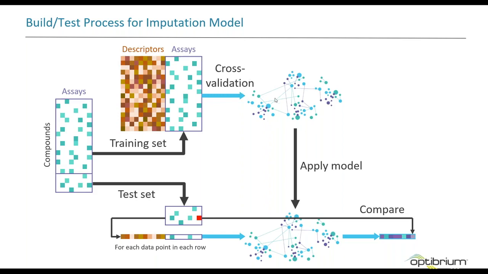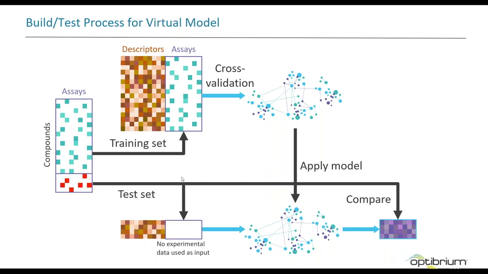Then the optimized model is applied to the test set in order to generate predictions for all of the measured values. So for example, if we take this red square as an example, the model would use the vector of descriptors for that compound and any available experimental data for that compound. And so the model would generate an imputed value, which we can take back and compare with the actual measured value. And in this way, we can assess the performance of the model.